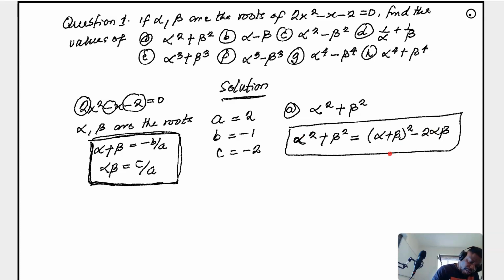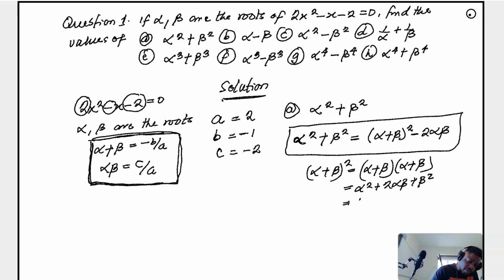Because if you open the bracket, I can easily show you now. Alpha plus beta squared means alpha plus beta in 2 places, right? So if you open the bracket, this is alpha squared plus 2 alpha beta plus beta squared. And this is alpha squared plus beta squared minus plus 2 alpha beta. That is just for this one.